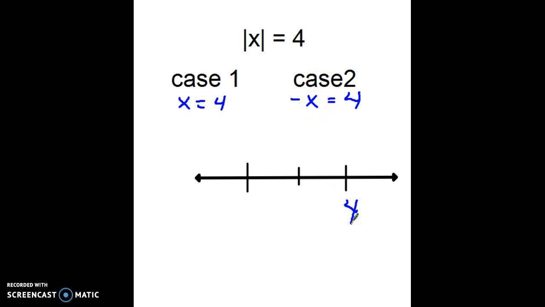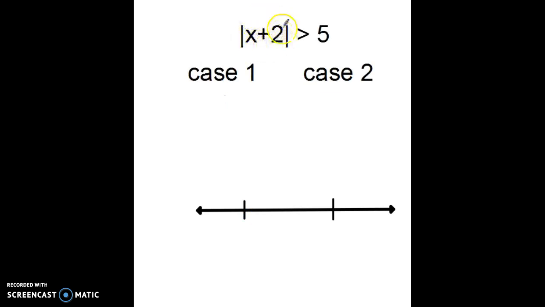We have a 4. This one here, we're going to throw the negative on the other side by multiplying or dividing by a negative 1. And notice we get negative 4. These are both equals, so we get a solid dot at negative 4 and a solid dot at positive 4. All right, and our last problem here.